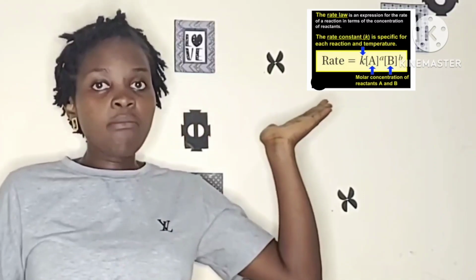Now the next thing we're going to be looking at is the rate equation. What is the rate equation? It's also called the rate law. This is a mathematical relationship between the rate of a reaction and the concentration of the reactant raised to various powers. We're going to see a picture of what a rate equation looks like. So this is an example of the rate law.